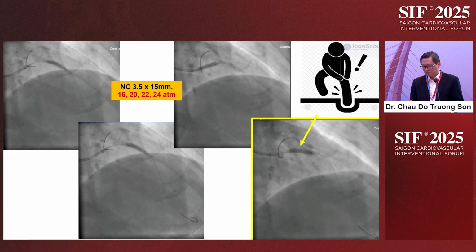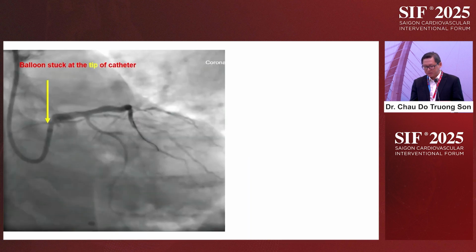It's so strange. Nothing happened. After many attempts, I pulled back the balloon very, very strongly, forcefully, and luckily that balloon came out. Then we checked the stent, and we see that it is still not well expanded from distal left main to the proximal LAD.